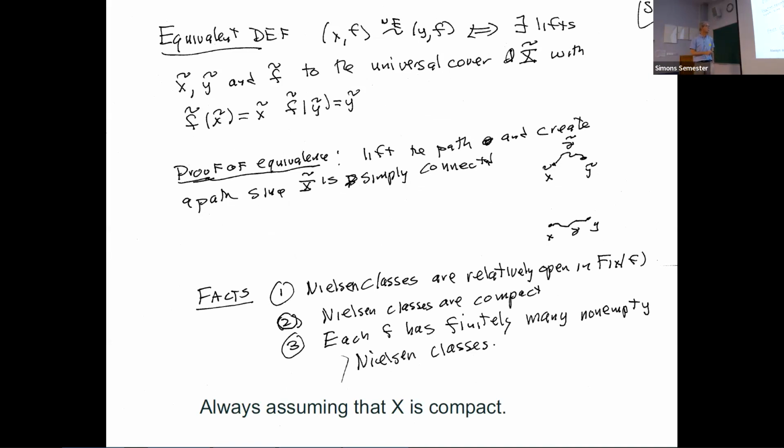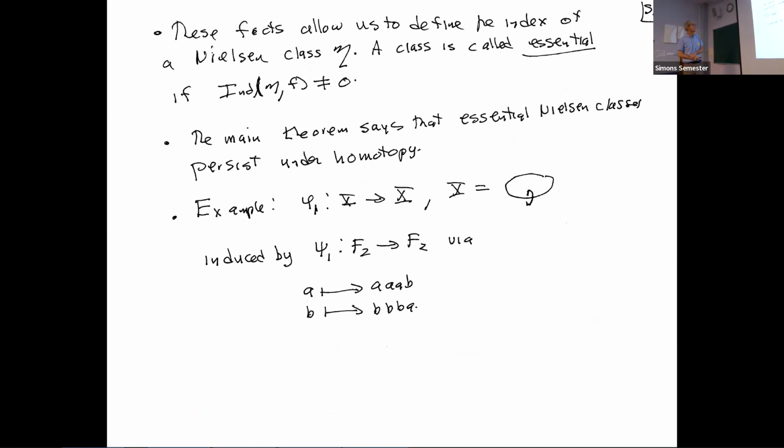So here are some consequences of the definition. These are not hard, but first, the Nielsen classes are relatively open in the fixed point set. So the Nielsen classes are separated by open sets. The Nielsen classes themselves are compact. And this implies that any given map has finitely many non-empty Nielsen classes. And again, I always have compactness here. Okay, so if you have something which is surrounded by an open set and it's compact and it's a fixed point set, you can define its index. All right, so a class is called essential if the index is not zero. And the main theorem is: essential Nielsen classes persist under homotopy.